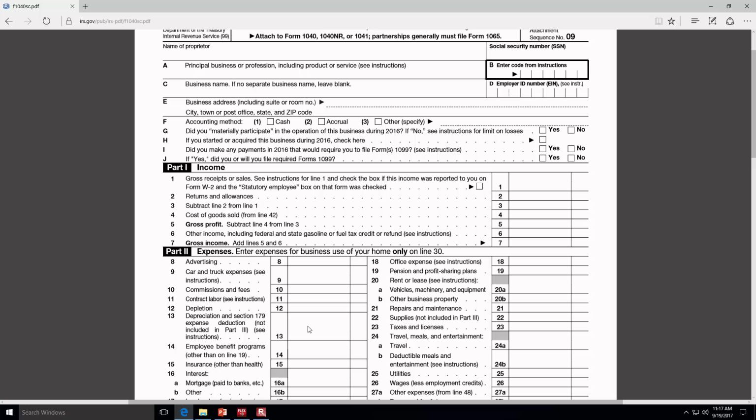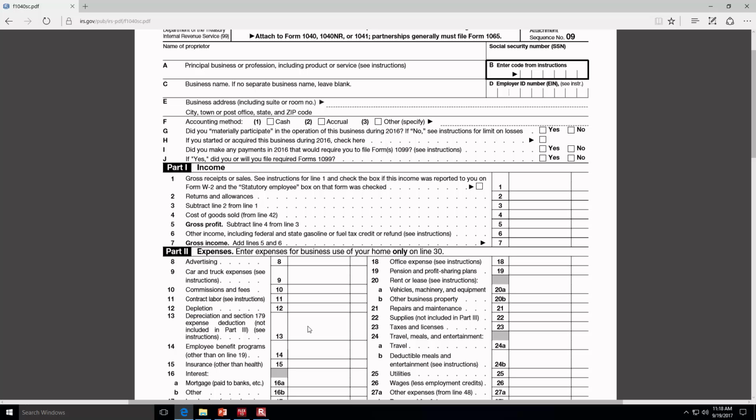F, accounting method: am I cash or accrual? G, you want to have materially participate, you want to check yes. If you started or acquired the business in the current year, you've got to check yes. And then I and J: did you make any payments in 2016 that require you to file 1099s? In other words, in your business, did you hire an independent contractor for more than $600? If I brought a subcontractor onto my tax business and paid a student a couple thousand dollars to help me, did I have to file a 1099?